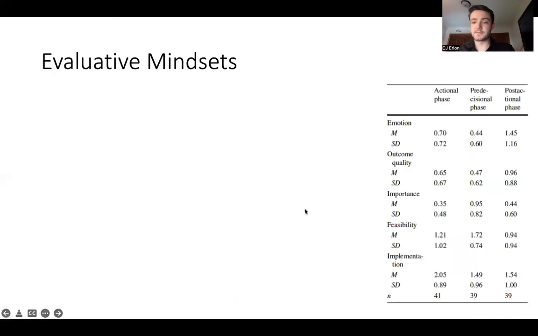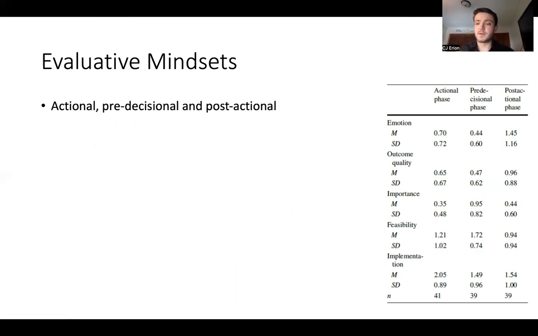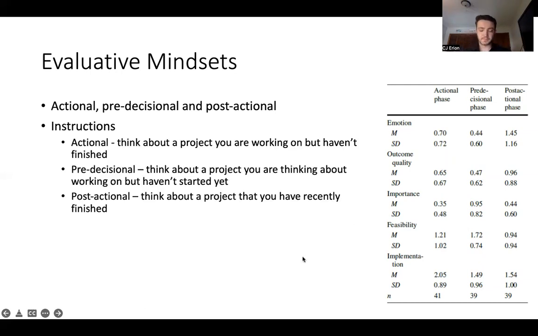And we do see that once we get into more of a volitional implemental phase, there's increases in goal shielding. Finally, just want to point out some cognitive differences for the post-actional phase, which is associated with the evaluative mindset. And so in this study, there is the actional phase, pre-decisional phase, and post-actional phase. So the post-actional is the evaluative mindset there.